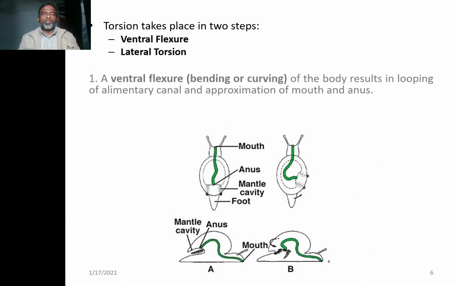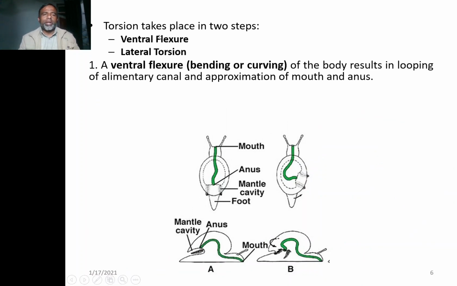Torsion takes place in two steps. Number one, ventral flexure, and number two, lateral torsion. Let us see the first step, ventral flexure, which is also called bending or curving of the body. It is called ventral flexure because this type of bending takes place at the ventral side of the larva. You can see the ventral side of the body results in looping of the alimentary canal. You can see this canal is looping on the dorsal side.